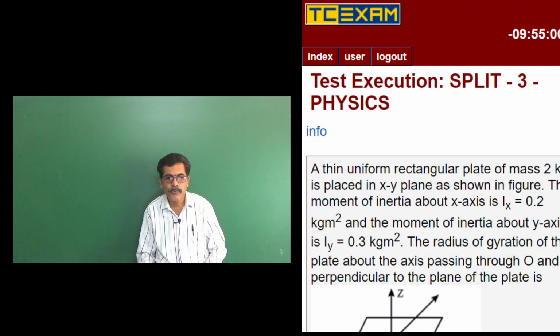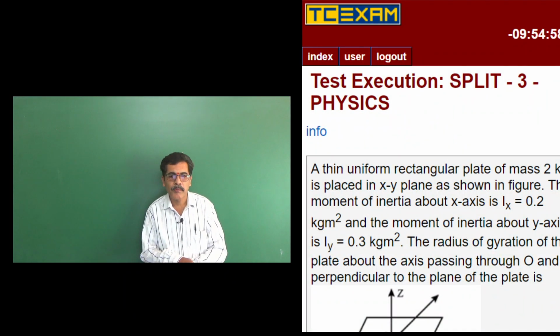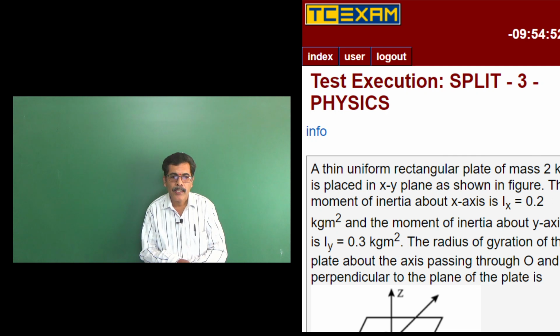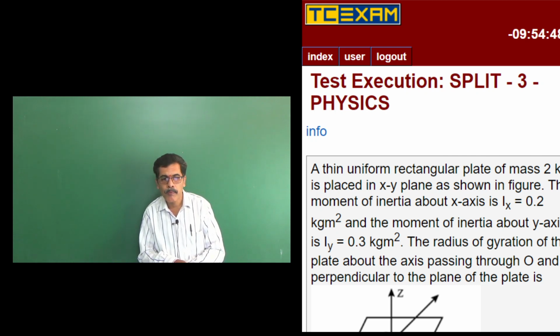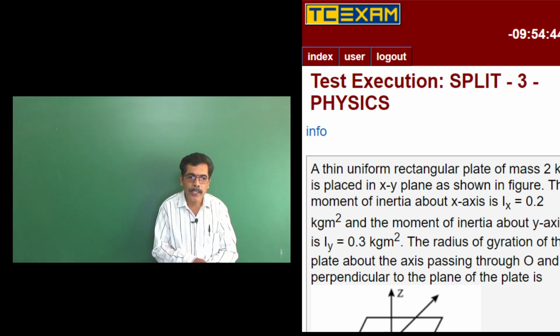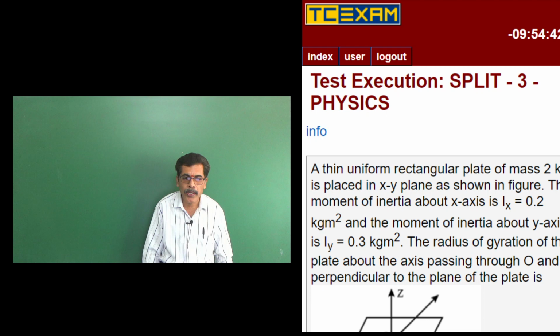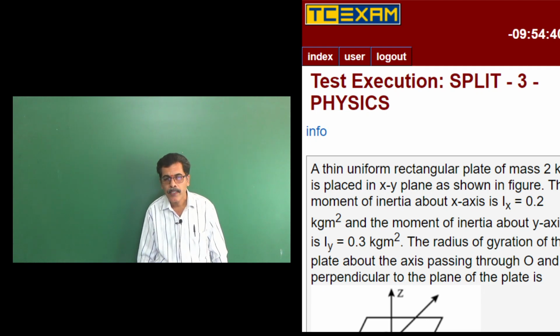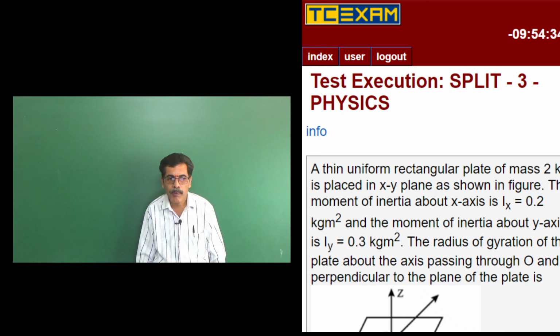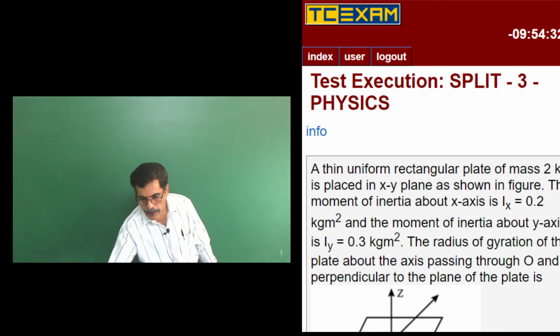A thin uniform rectangular plate of mass 2 kg is placed in the xy plane as shown in the figure. The moment of inertia about the x-axis is Ix = 0.2 kg m², and the moment of inertia about the y-axis is Iy = 0.3 kg m². The radius of gyration of the plate about the axis passing through O and perpendicular to the plane of the plate is.